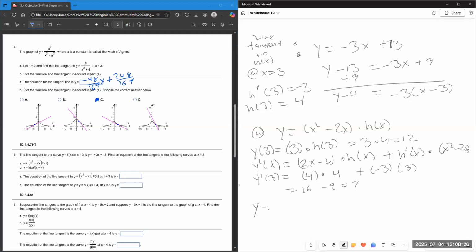y minus 12 is equal to 7 times x minus 3. y minus 12 is equal to 7x minus 21, add 12 to both sides, and y is equal to 7x minus 9. That's only the first half of that problem.